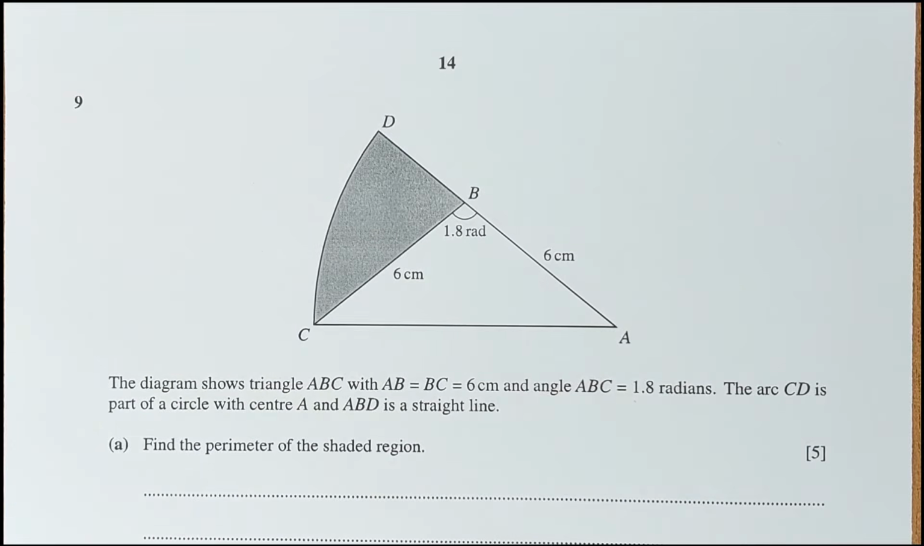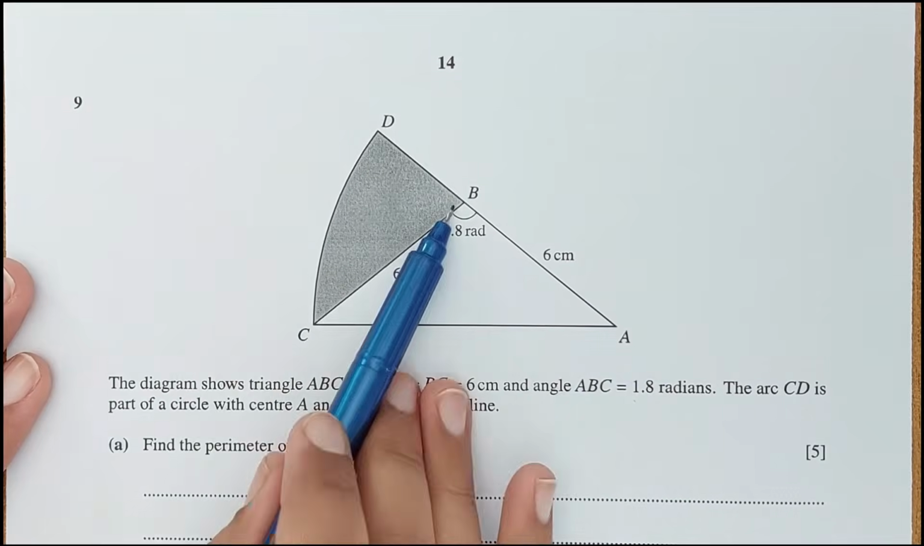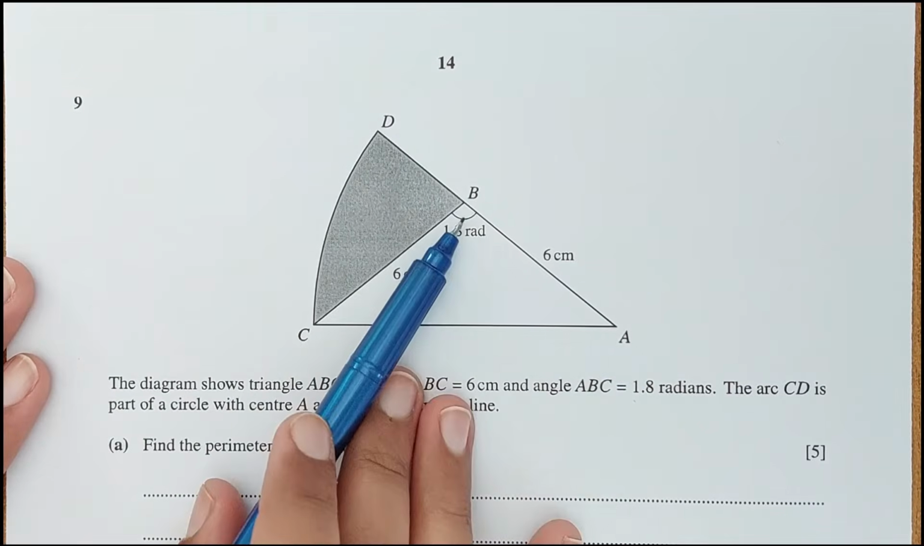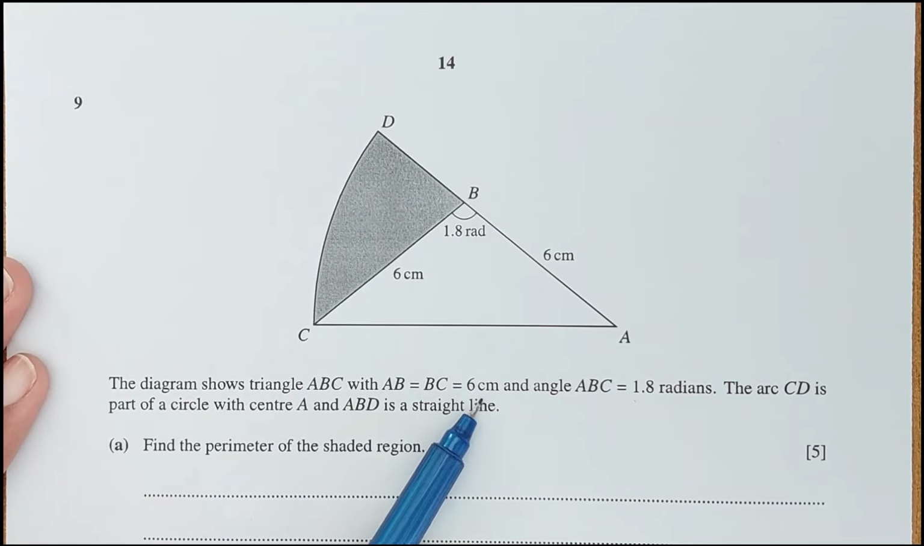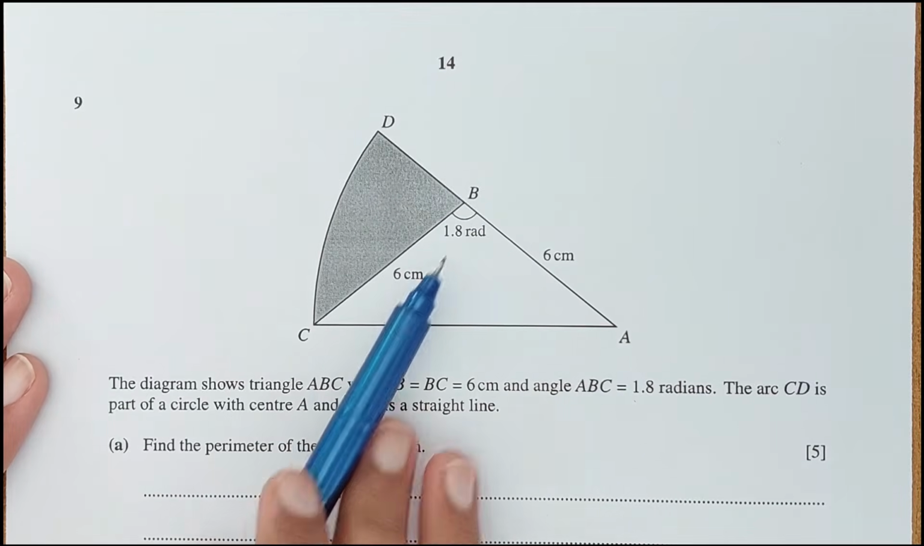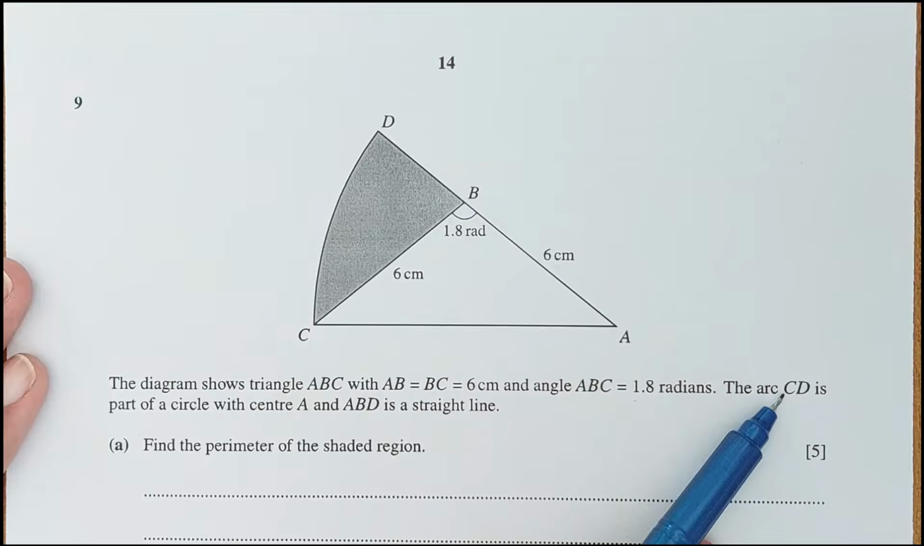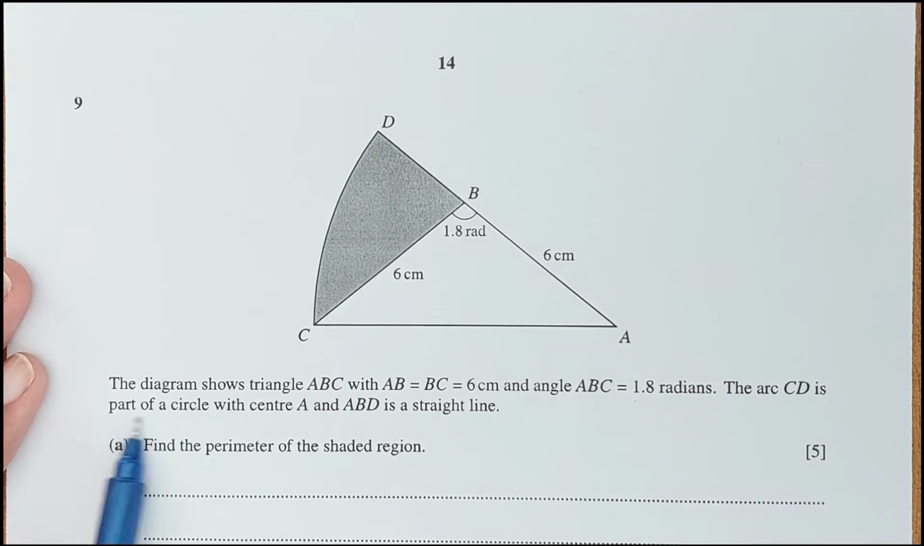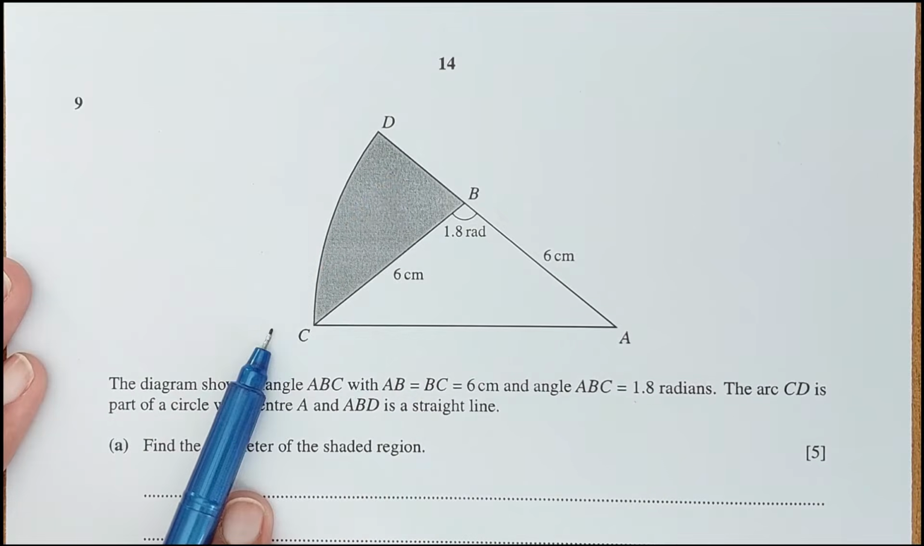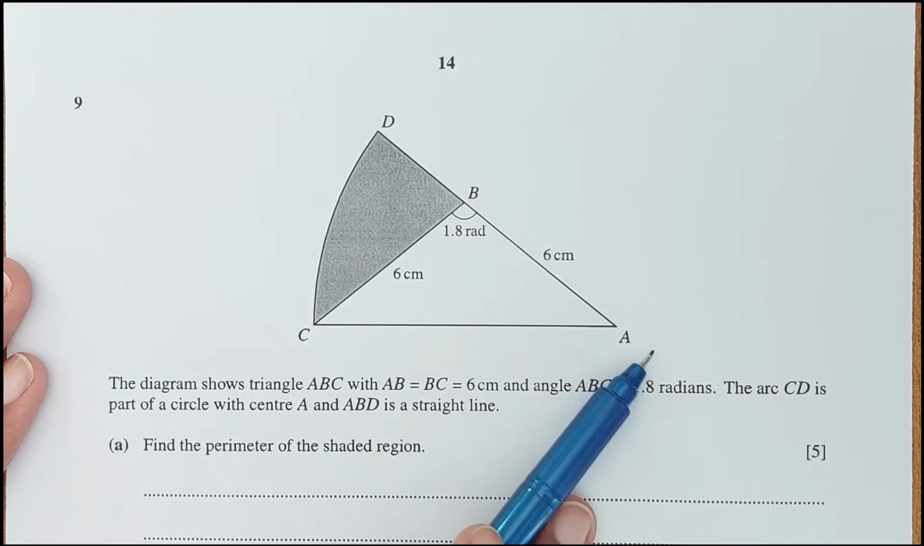Question number 9. The diagram shows a triangle ABC with AB and BC equal to 6 centimeters. So this is an isosceles triangle, and angle ABC is 1.8 radians. The arc CD is part of a circle with center A. So that means A to D and A to C are the same, right? ABD is a straight line.